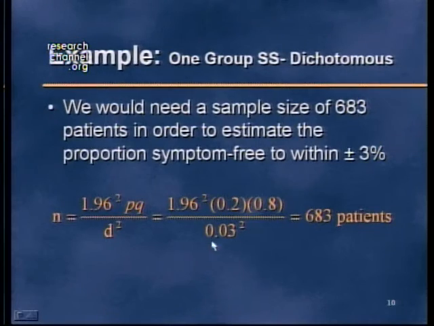Now, suppose I actually wanted to estimate this to within plus or minus 2%. So now D would be 0.02 in the denominator. What would happen to the sample size? It would greatly increase. So if I want more precision by having a narrower confidence interval, it would result in a far increased sample size.